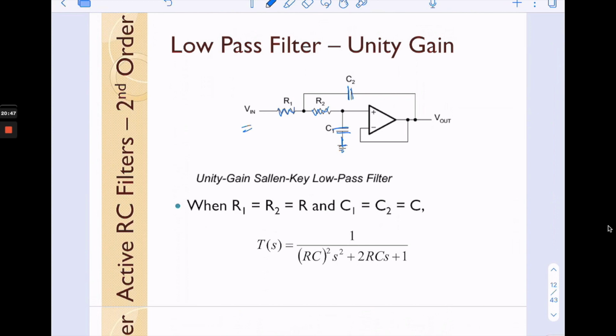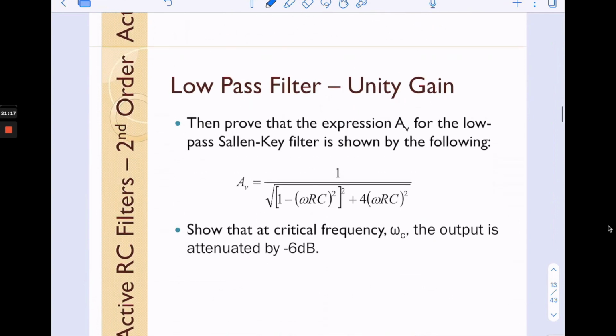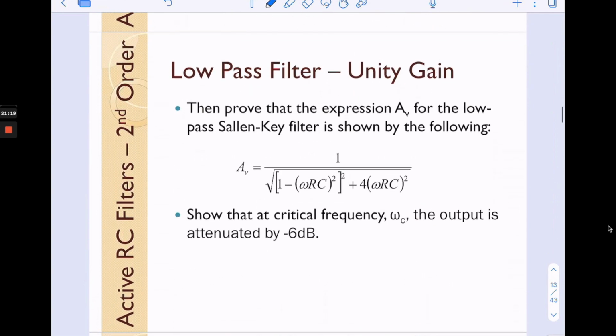Okay, so you just replace the value of R1 Z into the R and C into the term TS. So what you get is the transfer function for the low pass Sallen-Key filter with unity gain. If you have some time, you can prove the expression of AV for the low pass filter to have this.